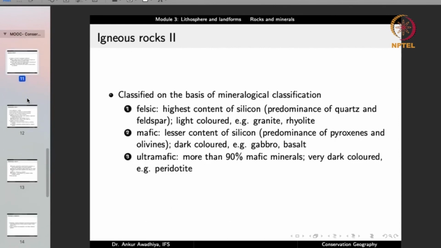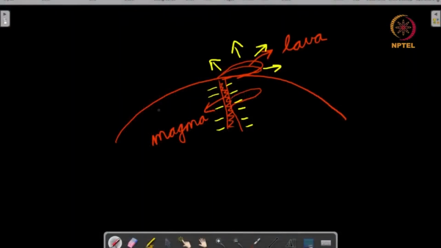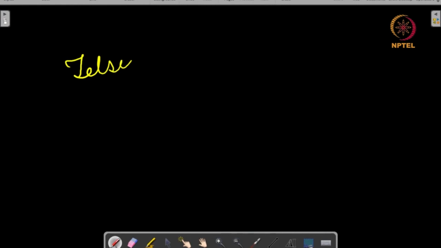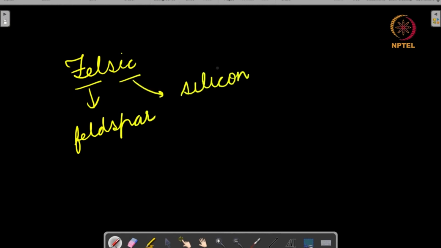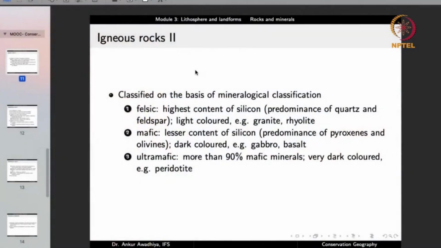Now, igneous rocks are also classified on the basis of mineralogical classification. That is, what are the kinds of minerals that we have inside. So we have felsic, mafic and ultramafic igneous rocks. Felsic: the word is derived from "fel" for feldspar and "sic" for silicon or silicic. So these are rocks that have a high content of silicon and feldspar. So there is a predominance of quartz and feldspar. They are light in color, and good examples are granite and rhyolite.